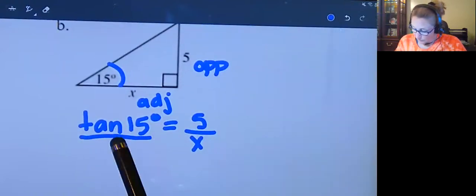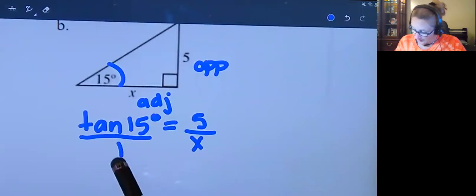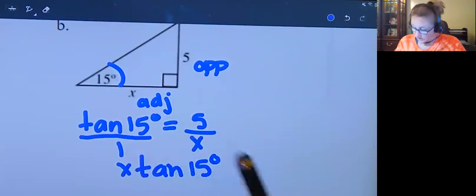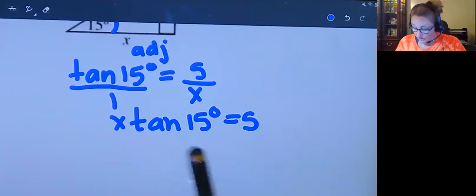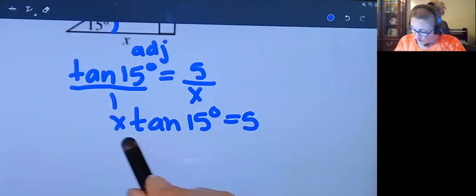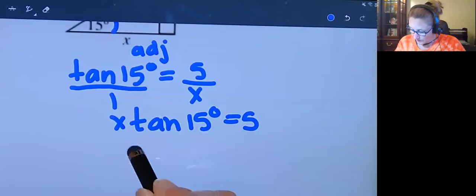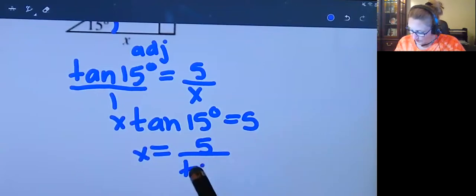So I'm going to put this over 1 and I'm going to cross multiply. So I'm going to end up getting x times tangent of 15 degrees. And when I multiply this side, I get 5. Now I'm solving for x, so I want to divide by the tangent of 15. So I'm going to divide this side by tangent of 15 and this side by tangent of 15. So I'm going to get x is equal to 5 over tangent of 15 degrees.